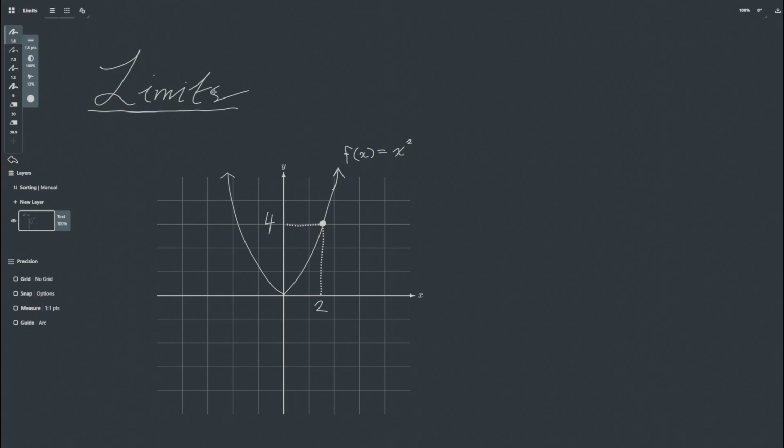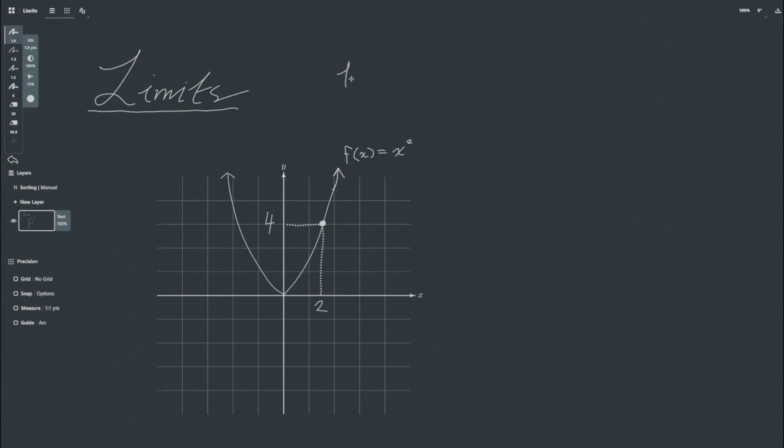Hello everyone and welcome to this introduction on limits. I'm going to be covering some basic definitions and a bit more of an advanced definition called the Epsilon-Delta definition. Now, limits are very vital to almost all of calculus.